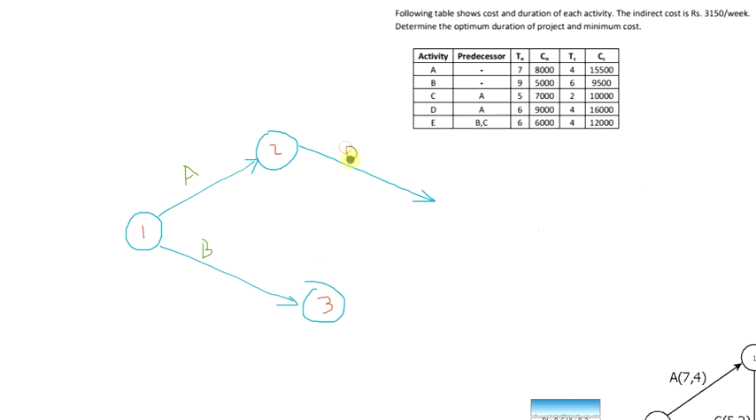This is D. Then for E, B and C are the predecessors. How can we draw that? B and C.